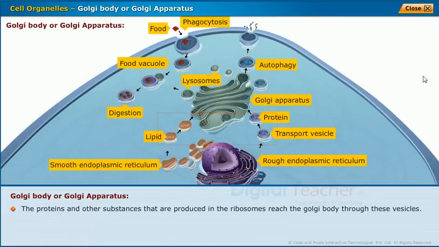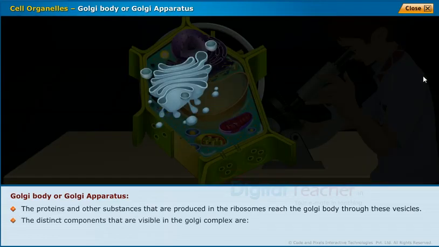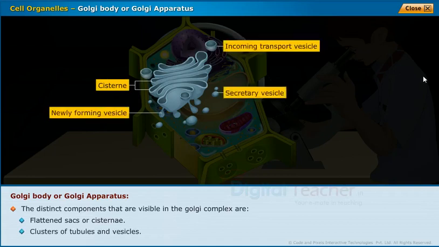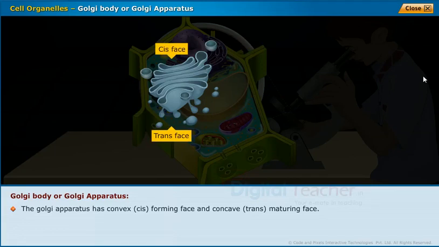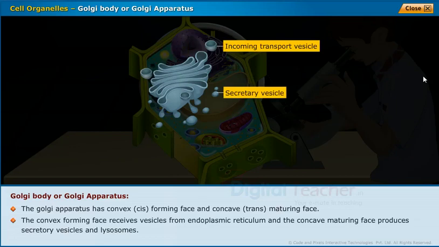The proteins and other substances that are produced in the ribosomes reach the Golgi body through these vesicles. The distinct components that are visible in the Golgi complex are flattened sacs or cisternae, clusters of tubules and vesicles, and large vesicles or vacuoles. The Golgi apparatus has a convex forming phase and a concave maturing phase. The convex forming phase receives vesicles from the endoplasmic reticulum, and the concave maturing phase produces secretory vesicles and lysosomes.